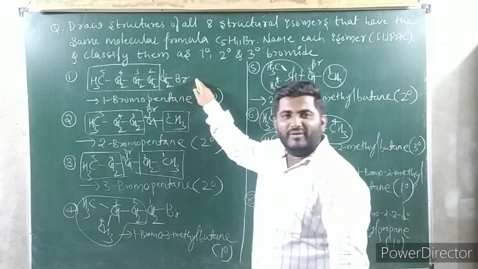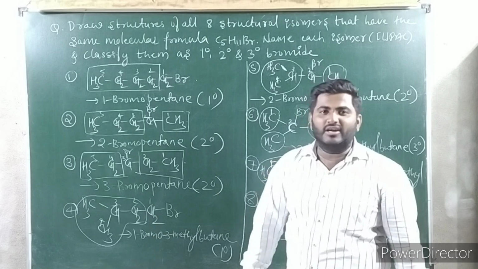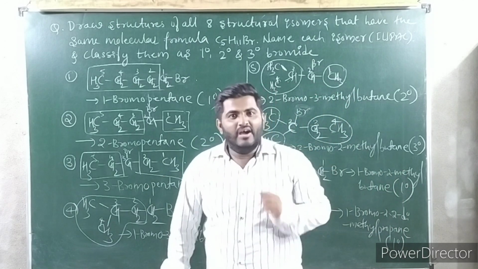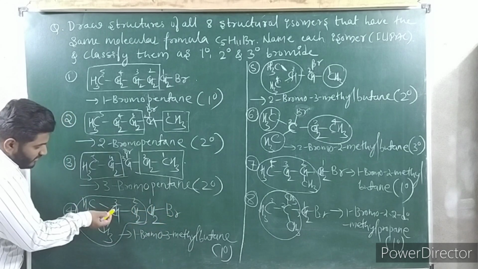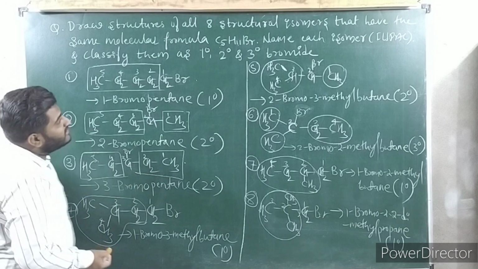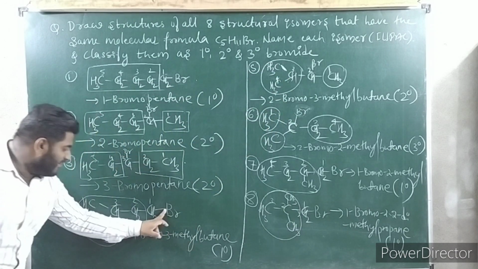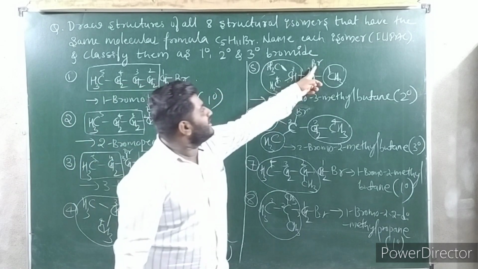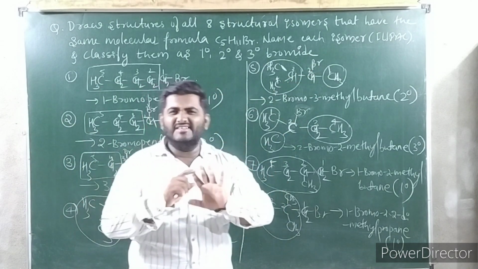First, straight chain: bromine at first position, straight chain bromine at second position, straight chain bromine at third position. That is 3. Next you have to write one branching of carbon, with bromine at first only. Take one branching like this. Means bromine at the first carbon, bromine at the second carbon, then bromine at the third carbon. These are 3, so 6 you can easily write.